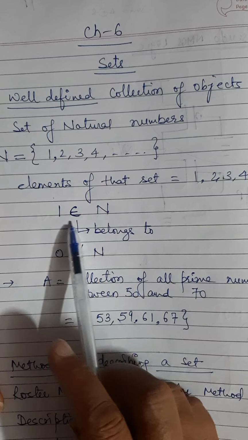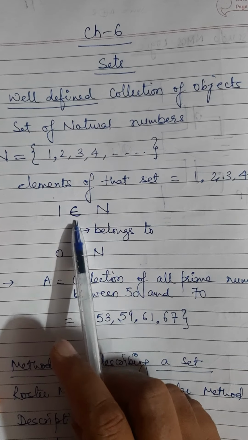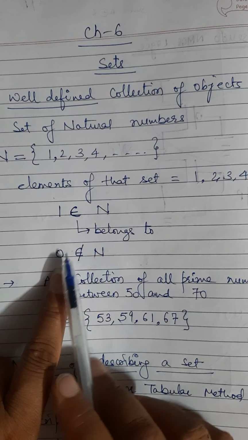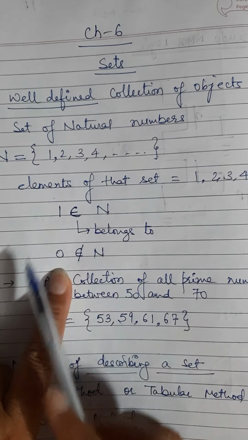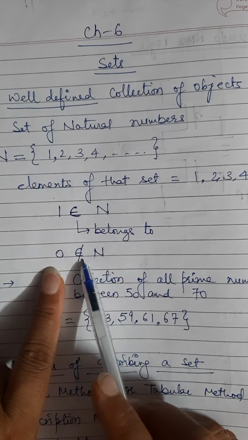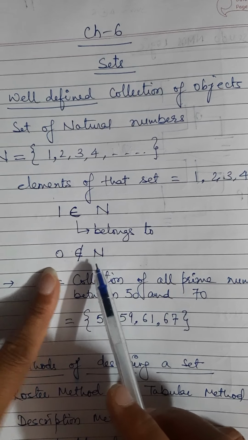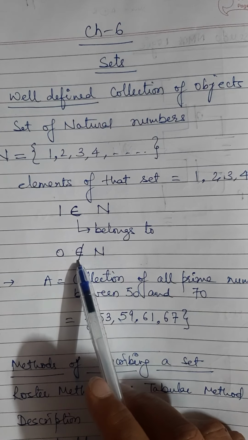If any number is there in the set, then we can write it like this: 1 belongs to N. This is the sign of belongs to. And you can see here 0 is not there, so I'm writing here 0 does not belong to N. This is the sign of does not belong to.